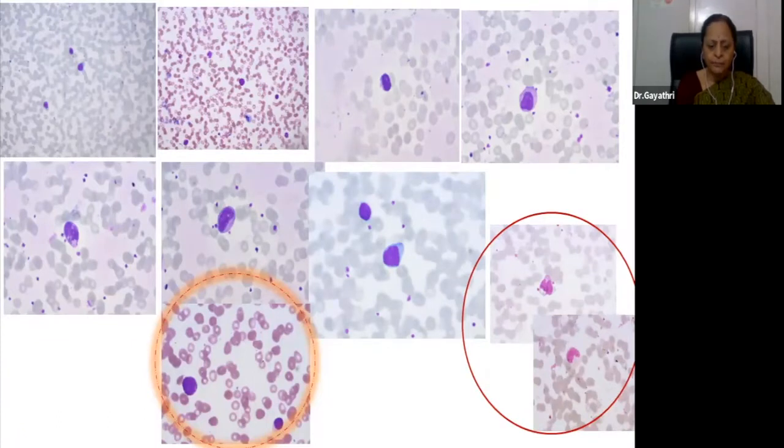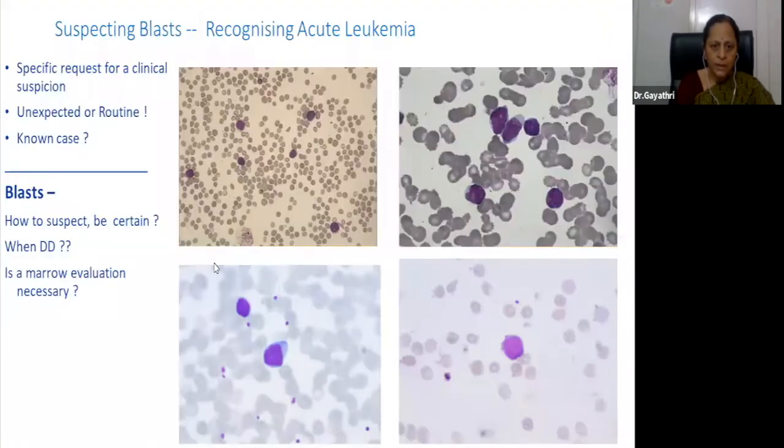On the other hand, see this cell. It's standing alone, but you can make out that it definitely is not normal. Why? Because, one, it lacks cytoplasm. And look at the nucleus. The nucleus is very large. It is open. There is even a slightly indistinct but visible nucleolus. So this is a blast.